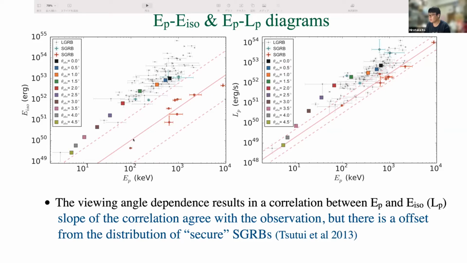So maybe the narrow core angle that may contradict the observation is a key issue. If we find a condition to reproduce a wider jet, it may reduce the tension. But this will be tested in our future work.